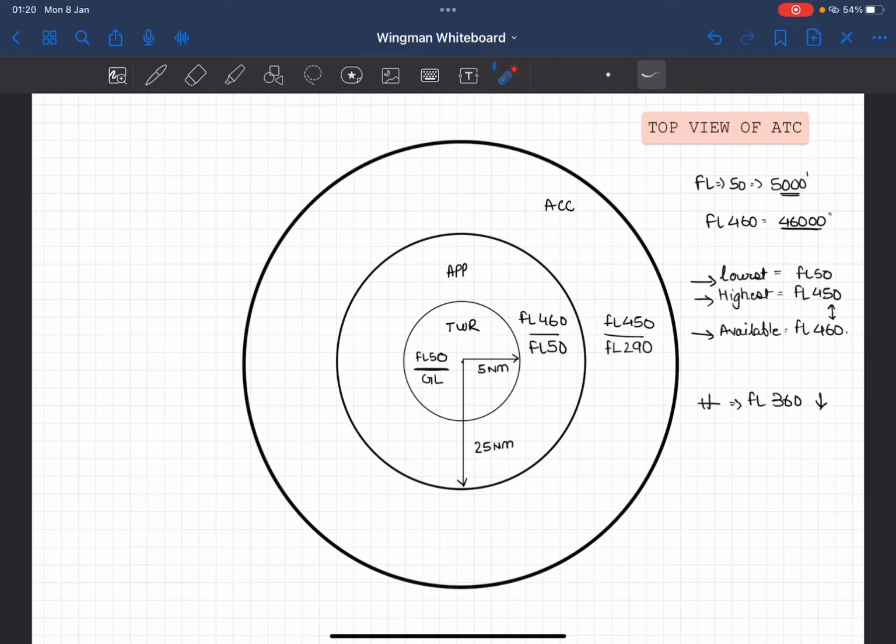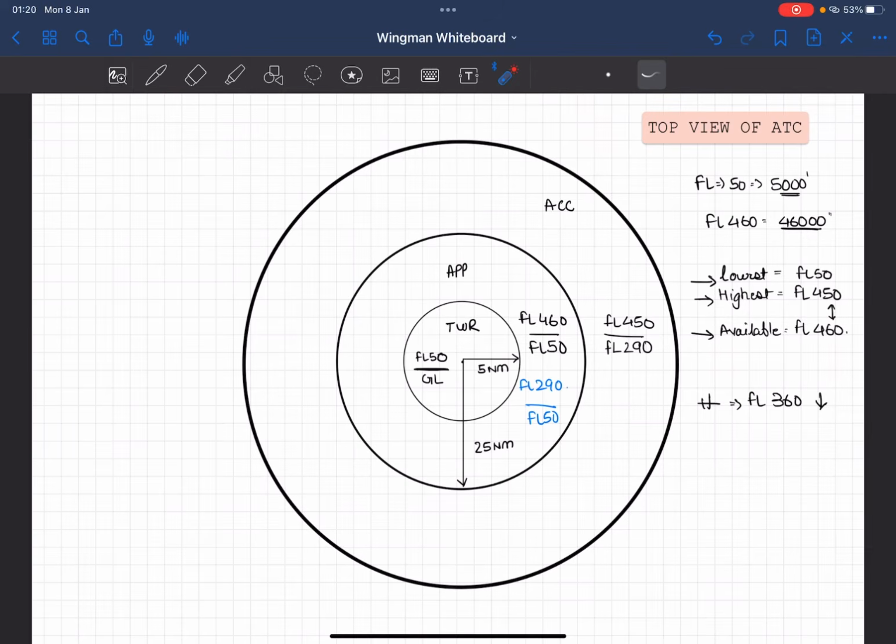Okay? But what we have to pay attention to in the exam is the general trend: the upper limit of tower should match the lower limit of approach, and the upper limit of approach should match the lower limit of area control. So effectively, unless specified, we are going to assume that the approach's effective limits will still be flight level 50 to flight level 290 itself.